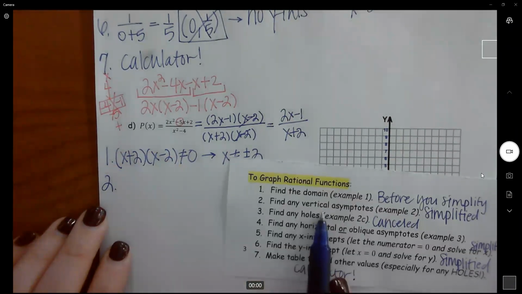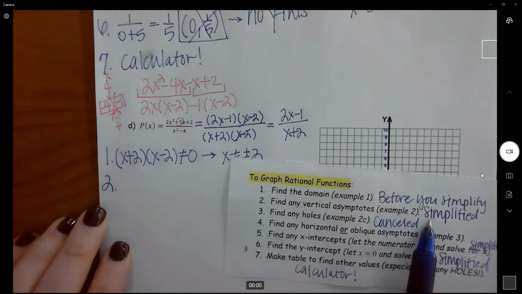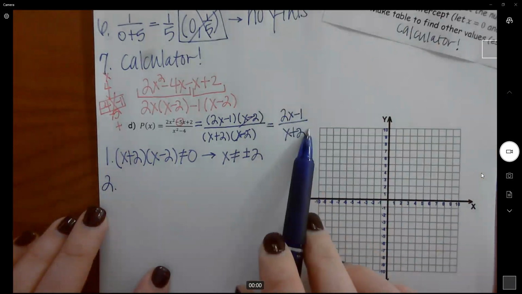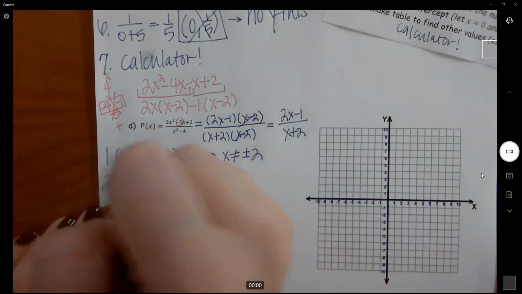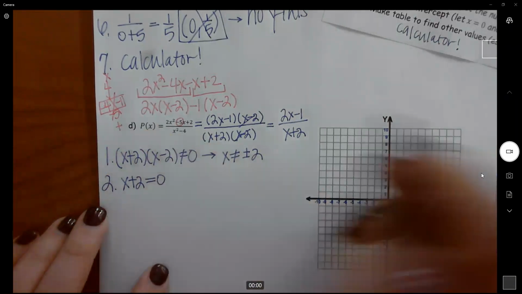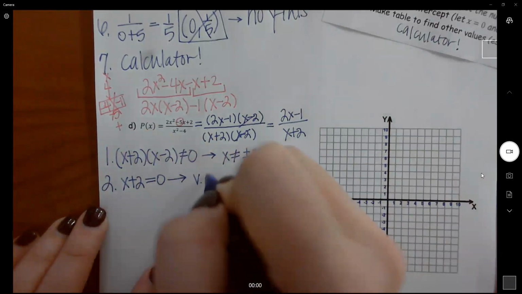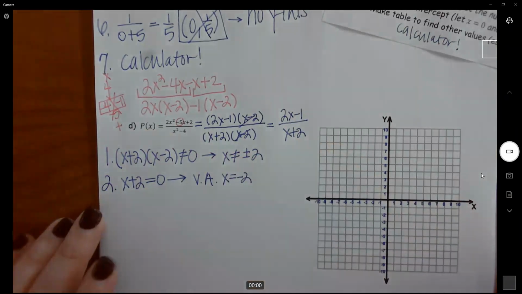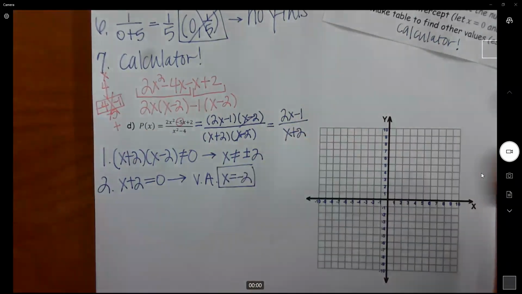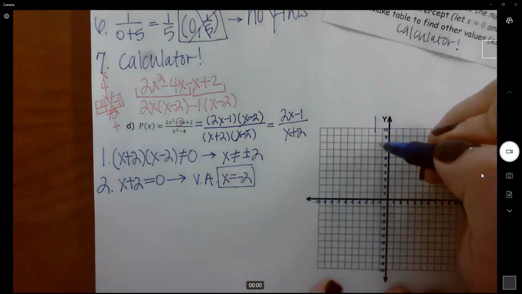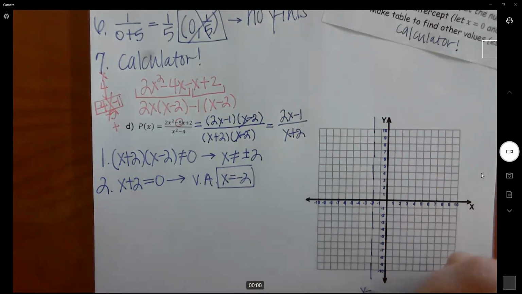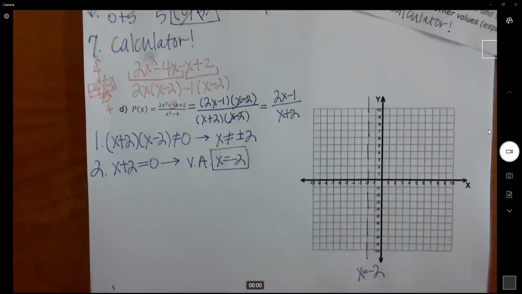The second thing we do is find vertical asymptotes, and we do that by using our simplified version. Really, from here on out, we use nothing but simplified versions. So I'm going to take my simplified version, and I'll set this equal to 0, and this is going to give me a vertical asymptote of x equals -2. So that x equals -2. There's my vertical asymptote.